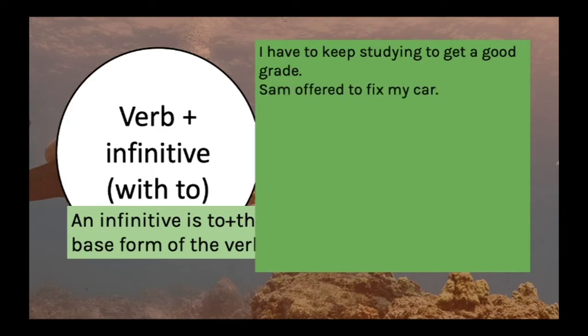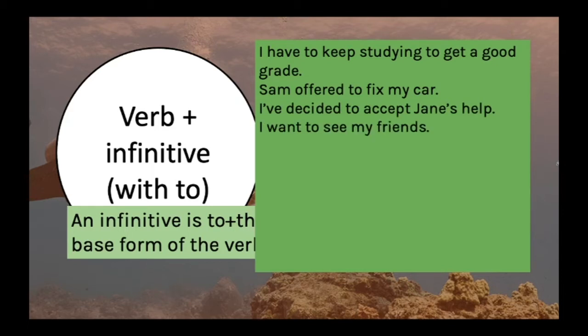Sam offered to fix my car. Offer to fix my car. I've decided to accept Jane's help. After decide, we use the infinitive. I want to see my friends. After want, we use the infinitive.